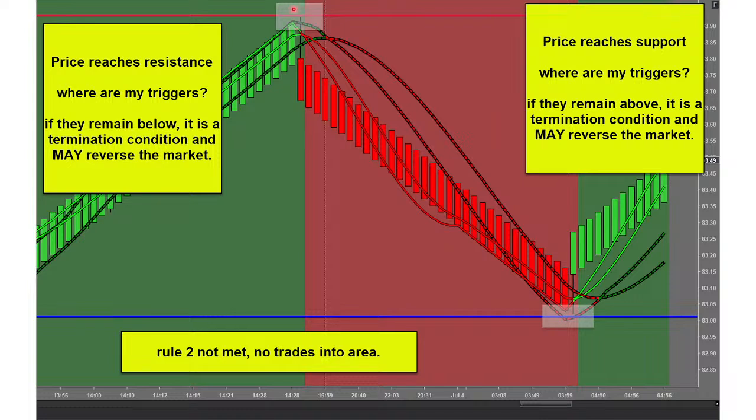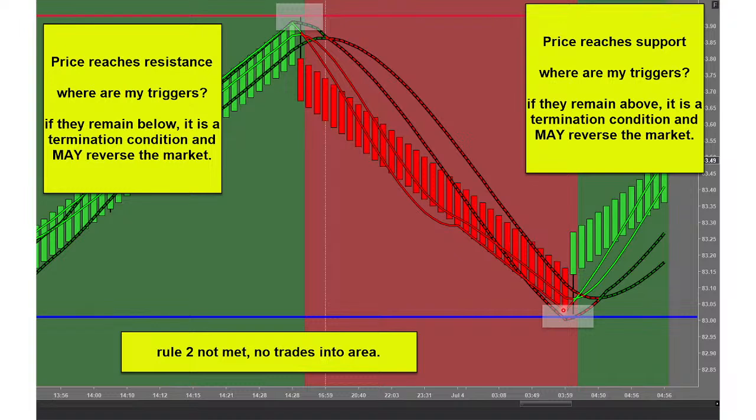So if price reaches resistance, you're going to go to your trigger lines, the same ones that gave you momentum. Where are they? Are they below that line of resistance? If they are, no more trades into it. This is an area that may stop the market. This is an area that may create an untradeable bounce. This is an area that may reverse the market completely. And if it does, we're going to call it a strong top. A termination condition that reverses the market is a strong top. And typically, anything that happens right after it the other direction has a higher chance of winning.